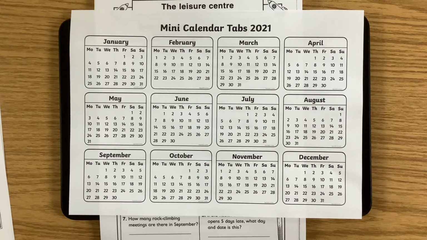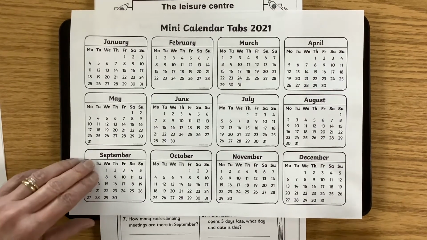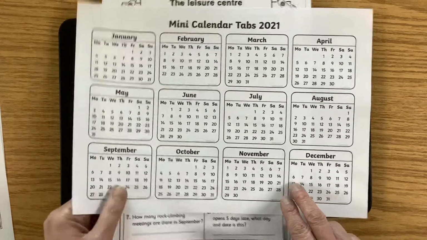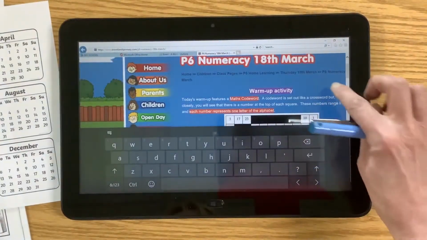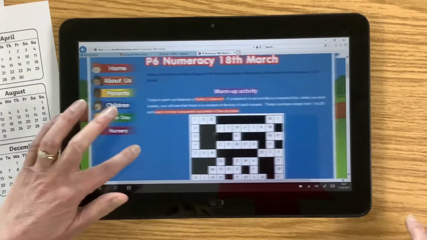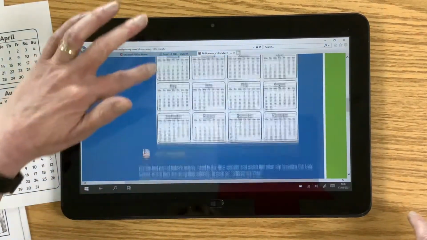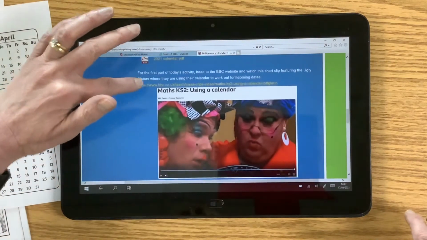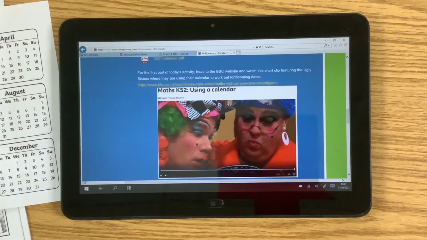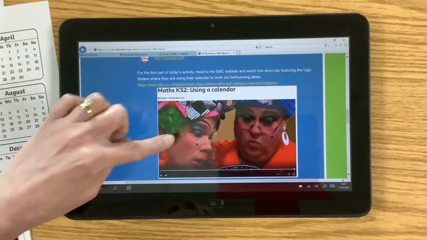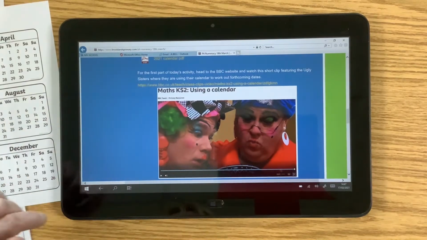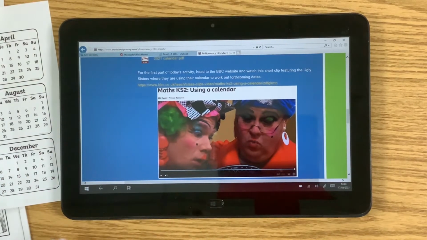Now, for your activity today, there are 2 parts for you to do. But before you do any of the written tasks, what I would like you to do is when you're on the website, go and have a look at a couple of different activities. The first one I would like you to do is head over to the BBC's website and go and watch this short clip. It's about 3 minutes long, all about using a calendar.